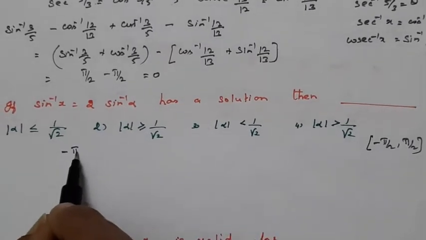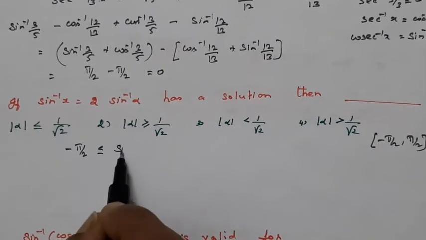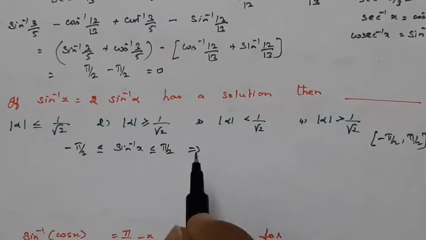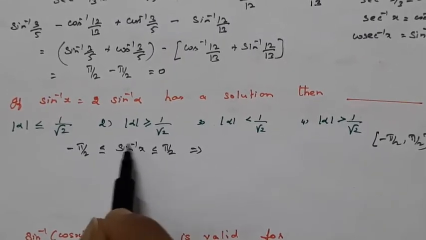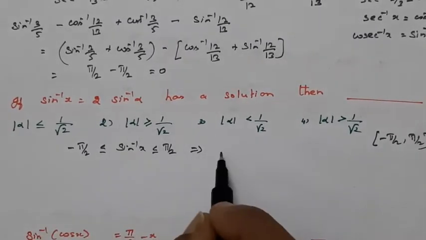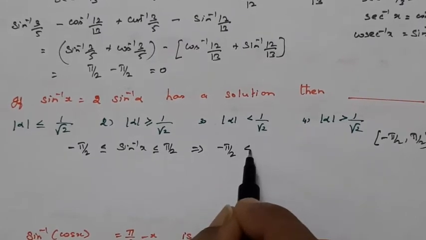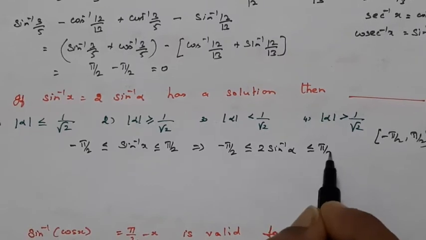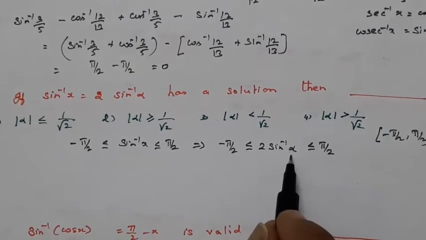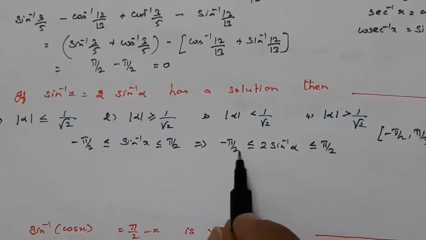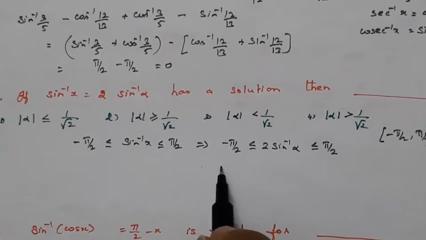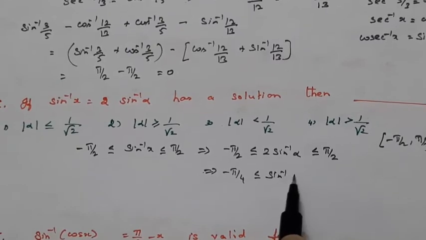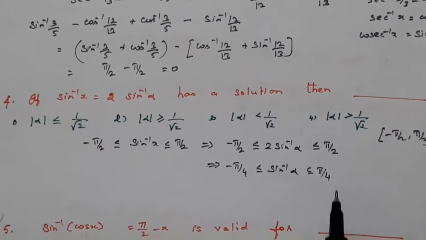So we can write that minus pi by 2 is less than or equal to sin inverse of x less than or equal to pi by 2. Now replace, since sin inverse of x has been given as 2 sin inverse of alpha. So minus pi by 2 is less than or equal to 2 sin inverse of alpha less than or equal to pi by 2. To get the value of alpha, first of all you have to remove this 2. So dividing throughout by 2, we have minus pi by 4 less than or equal to sin inverse of alpha less than or equal to plus pi by 4.